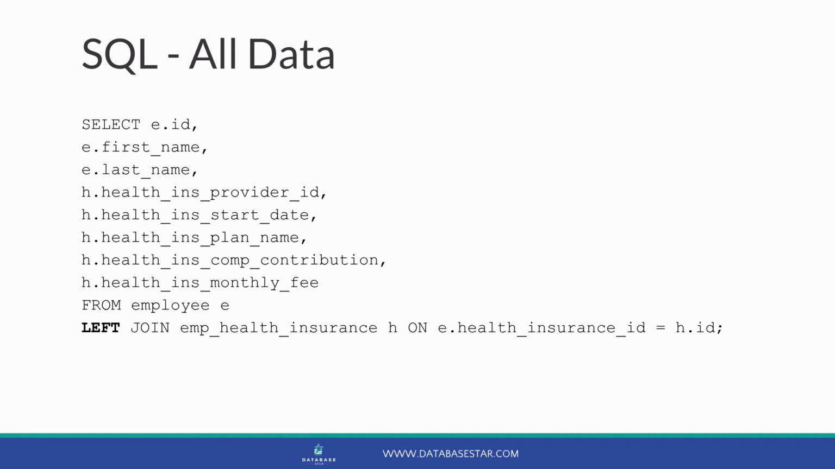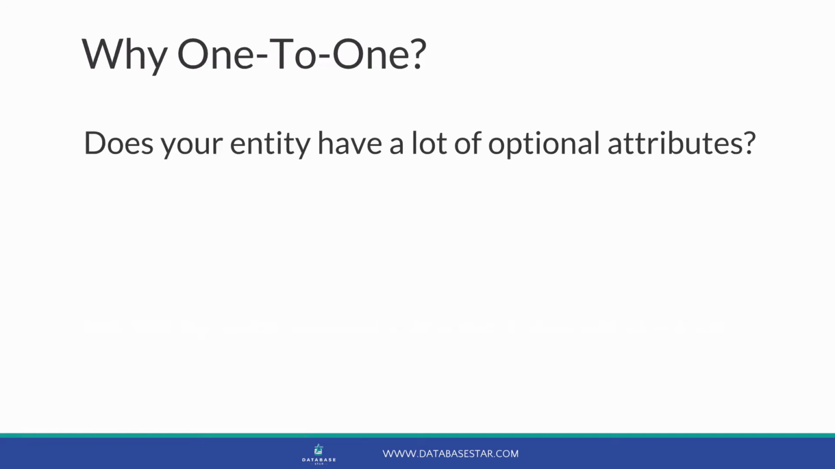Now you know what a one-to-one relationship is, why would you want to use one? We covered this briefly before, but here are some reasons you may want to use one. Does your entity have a lot of attributes that are optional? There's no rule about the number of attributes that would mean a separate table is needed. It's up to you. If there are one or two optional attributes, maybe leave them in the same table. If there are 10 or more, perhaps a new table is better.